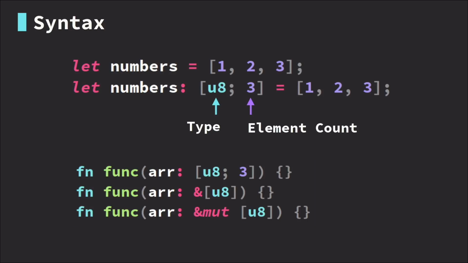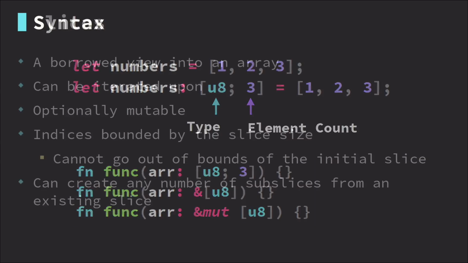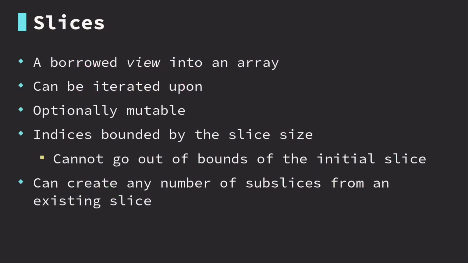Now that we've gone over arrays, let's take a look at slices. A slice is a borrowed view into an array. Slices can be iterated upon. They are also optionally mutable. Indices are bounded by the slice size, which means we cannot go out of the bounds of the initial slice. Each slice always starts at index 0 and ends at the index of the last element of the slice. Slices can create any number of subslices from an existing slice.